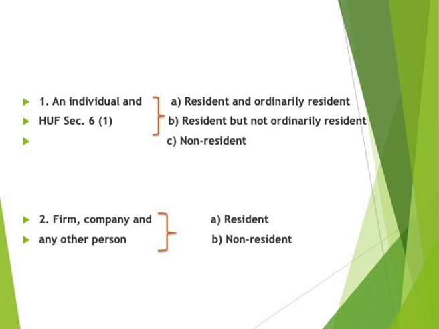We have three things: resident and ordinary resident, resident but not ordinarily resident, and non-resident. To call these three different residential statuses, we have certain rules. Apart from this, for a firm or company, we have only two statuses, that is resident and non-resident. Now, look at the individual perspective.